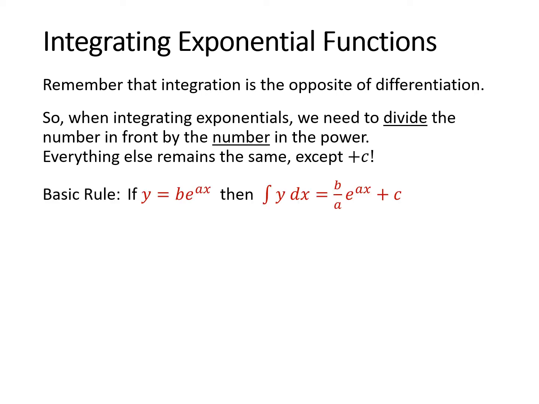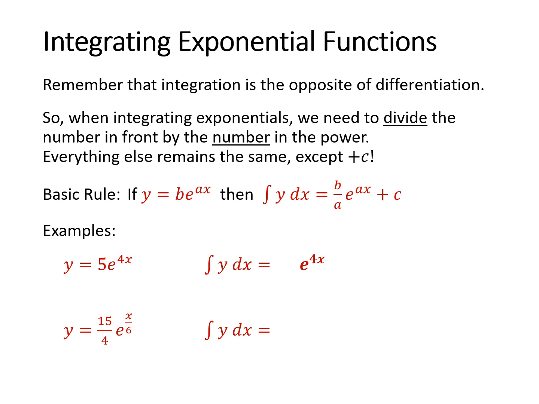So the basic rule is shown there. If y equals b e to the ax, we've just got to divide that b by the a, and the rest of it stays the same. Here's some examples. So the first one, y equals 5e to the 4x. So the e to the 4x is all going to stay exactly the same. We've only got to divide the number in front by the number in the power. So the 5 divided by the 4, 5 over 4. And we must remember the plus c. And that's that one. That's that easy.